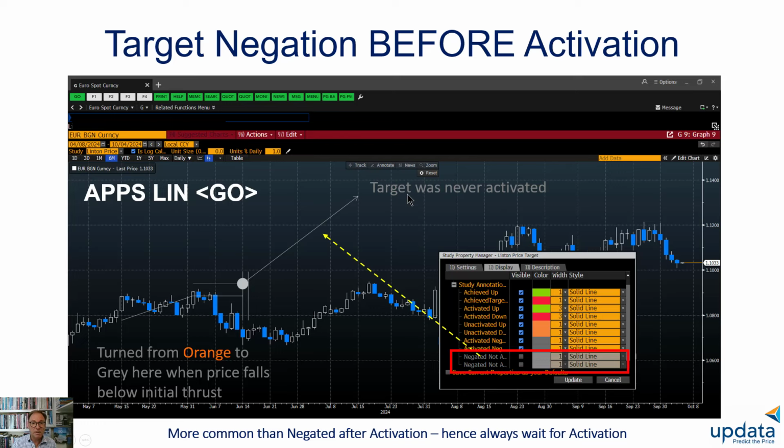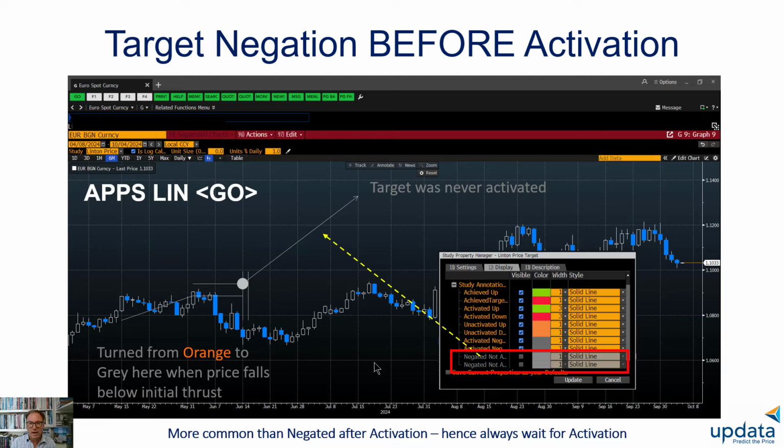So here we see a target that was never activated. So it turned to orange when it was first drawn. It would have been orange, but it never activated, so it never turned to green, and then it was deactivated or negated. And so then once it was negated, it went from orange to gray, and those ones we give a lighter gray too, because you should wait for a target to be activated. It was never activated, so it was never really a valid target. It was valid, but it was never activated with that extra move that's required to activate the target.